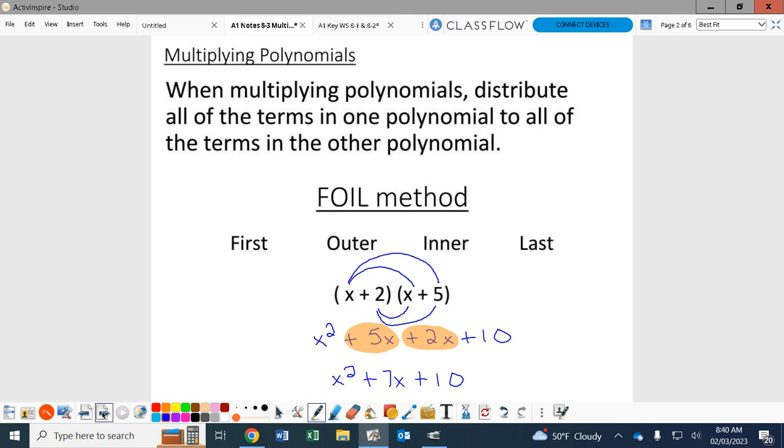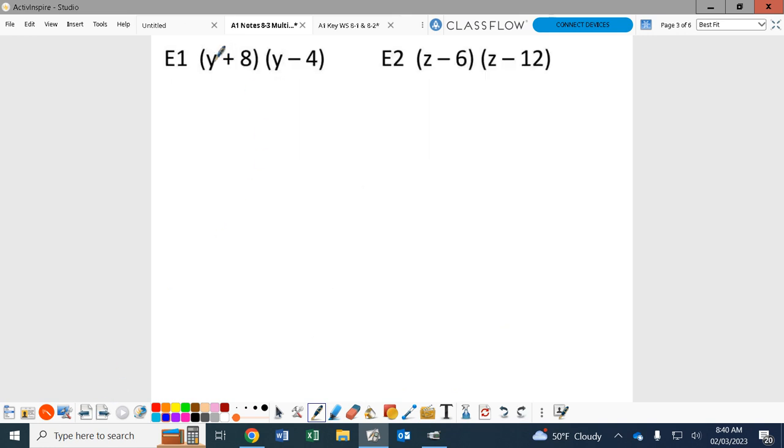So for the next one, still have just variables in front, still have just numbers at the back. Some have plus minus, some have plus plus, some have minus minus. You're going to have every little combination, so be careful with your signs. We're going to start by multiplying y times y, which is y squared. Then we're going to multiply y times negative 4, which is going to be negative 4y. The next thing we're going to do is multiply the 8 times the y, which is going to be plus 8y.